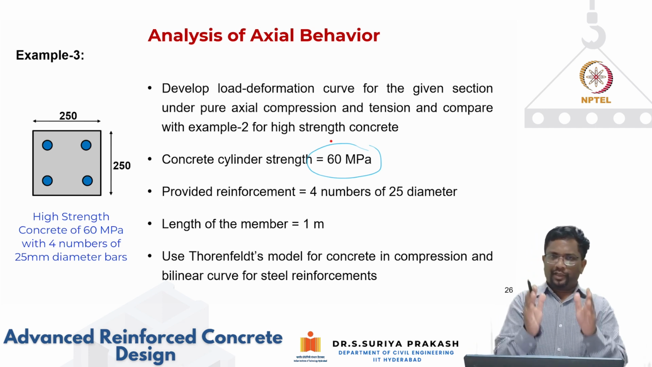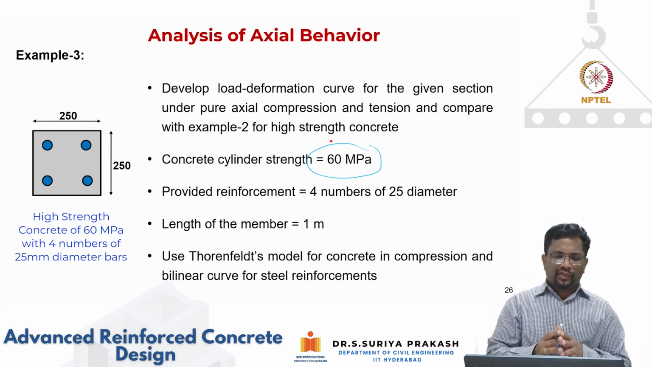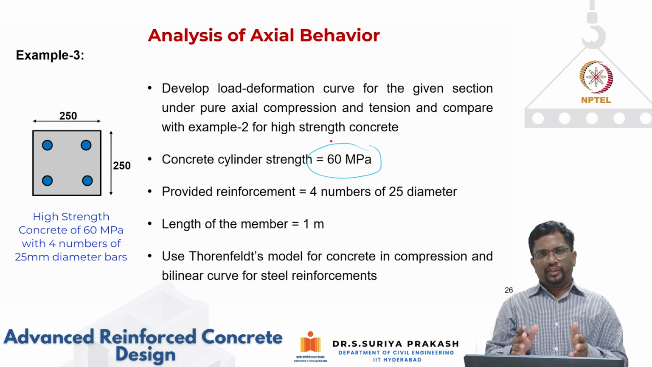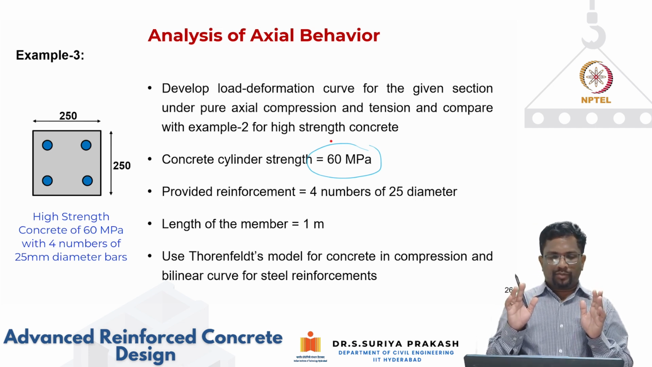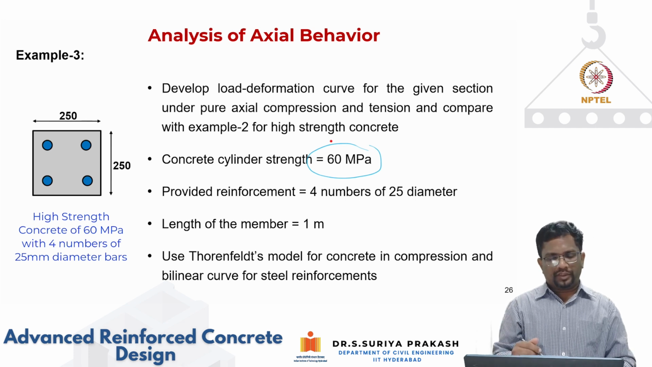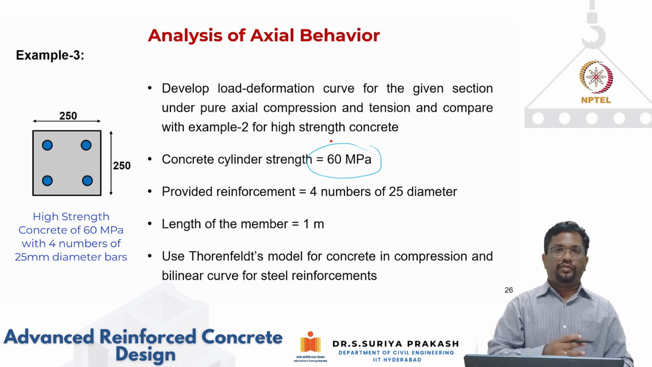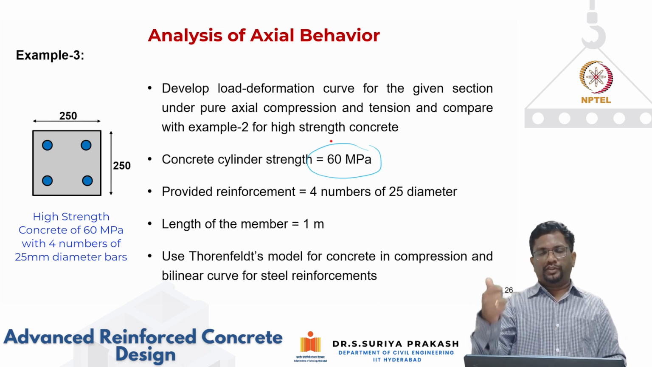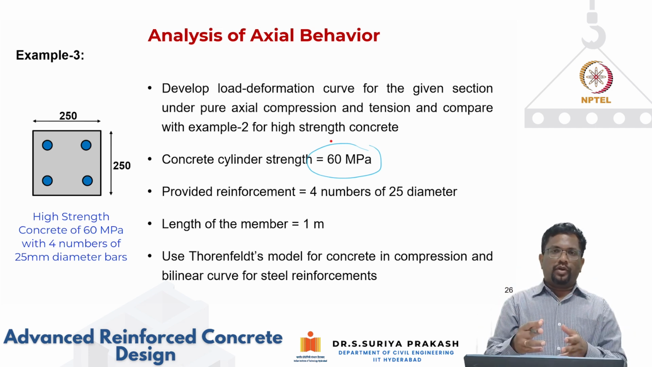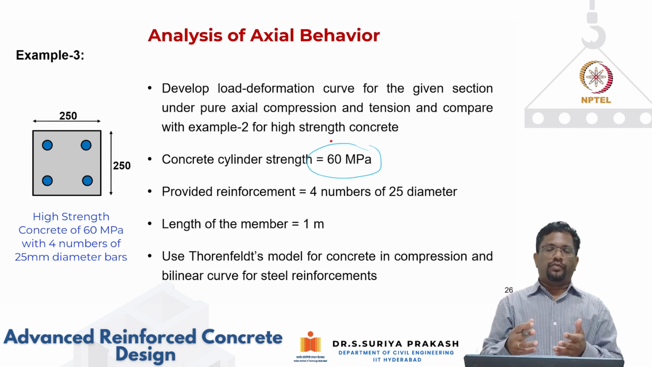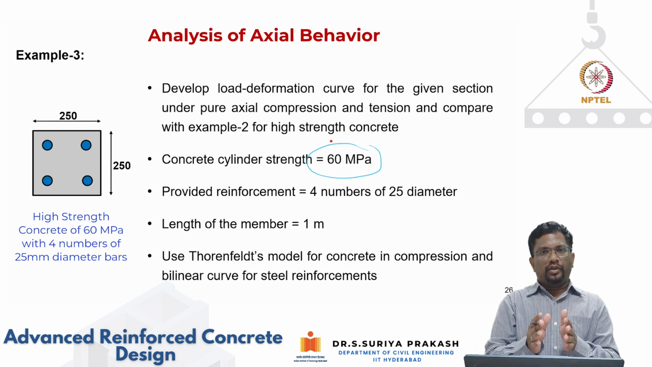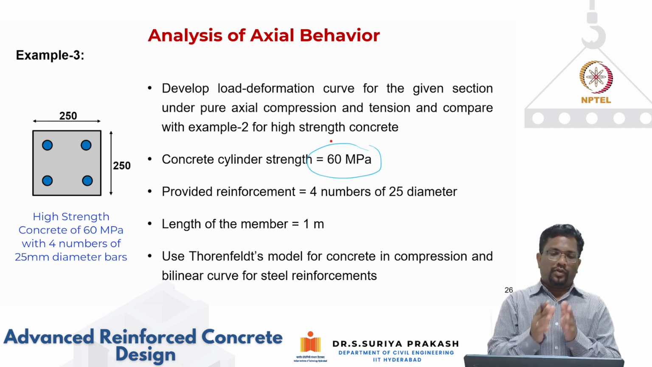So I'm keeping the same cross sections, 250 mm by 250 mm. I'm keeping the same number of steel, which is 4 numbers of 25 mm diameter. Length of the member is also 1 meter or 1000 millimeter, like what we have done in the previous examples. Now only the grade of concrete is not less than 40. Now it's 60 megapascal. As you know that parabolic model or Hognestad stress-strain curve model what we have adopted, it is valid only for concrete strength up to 40 megapascal.